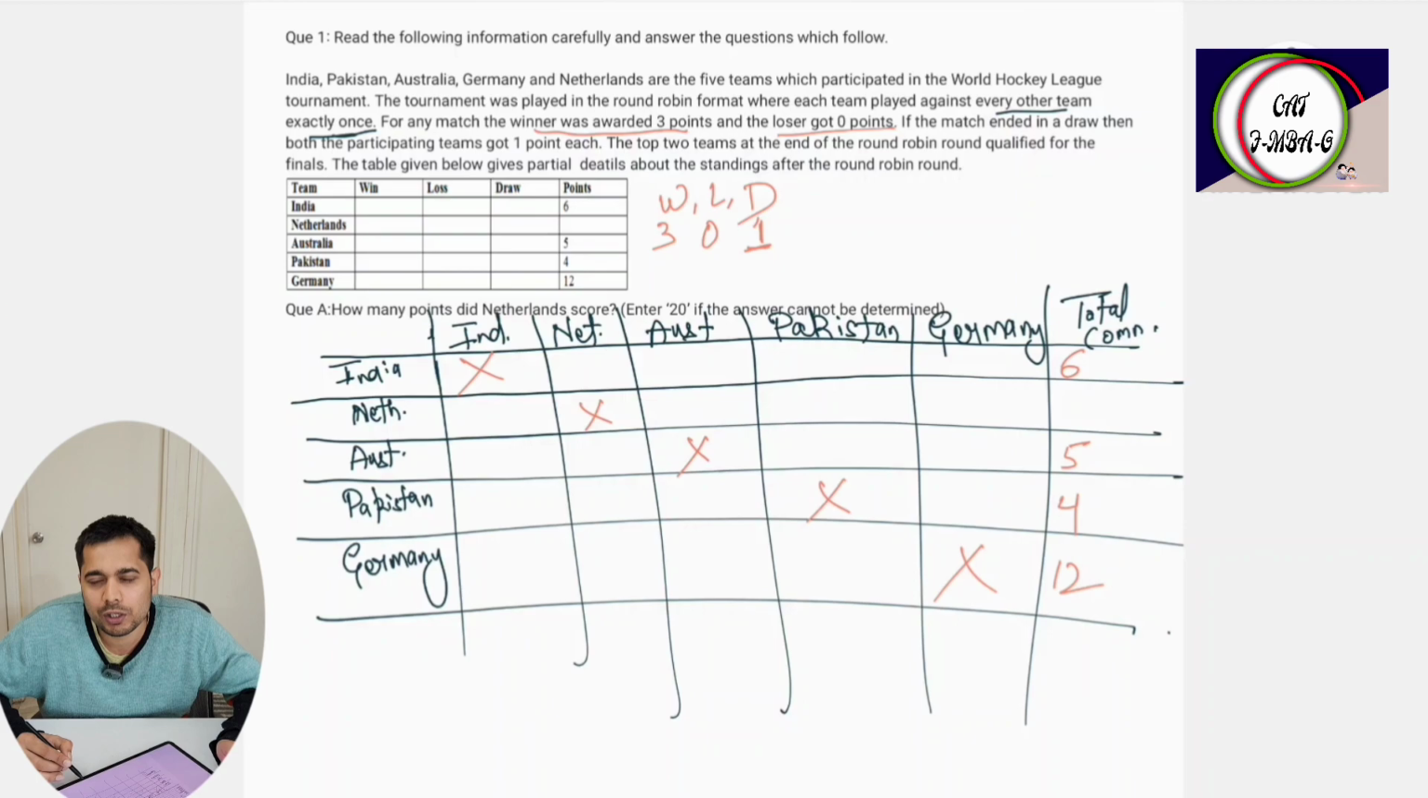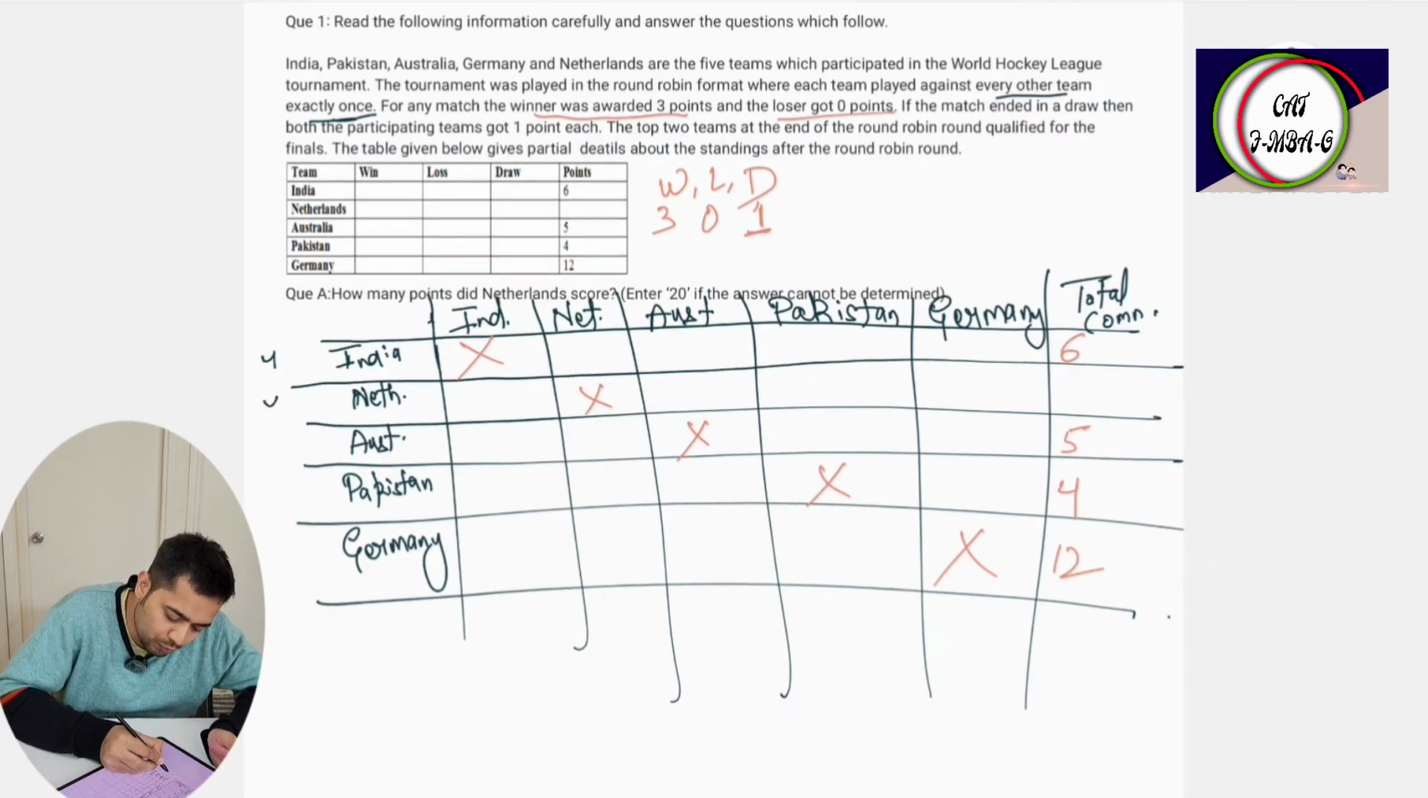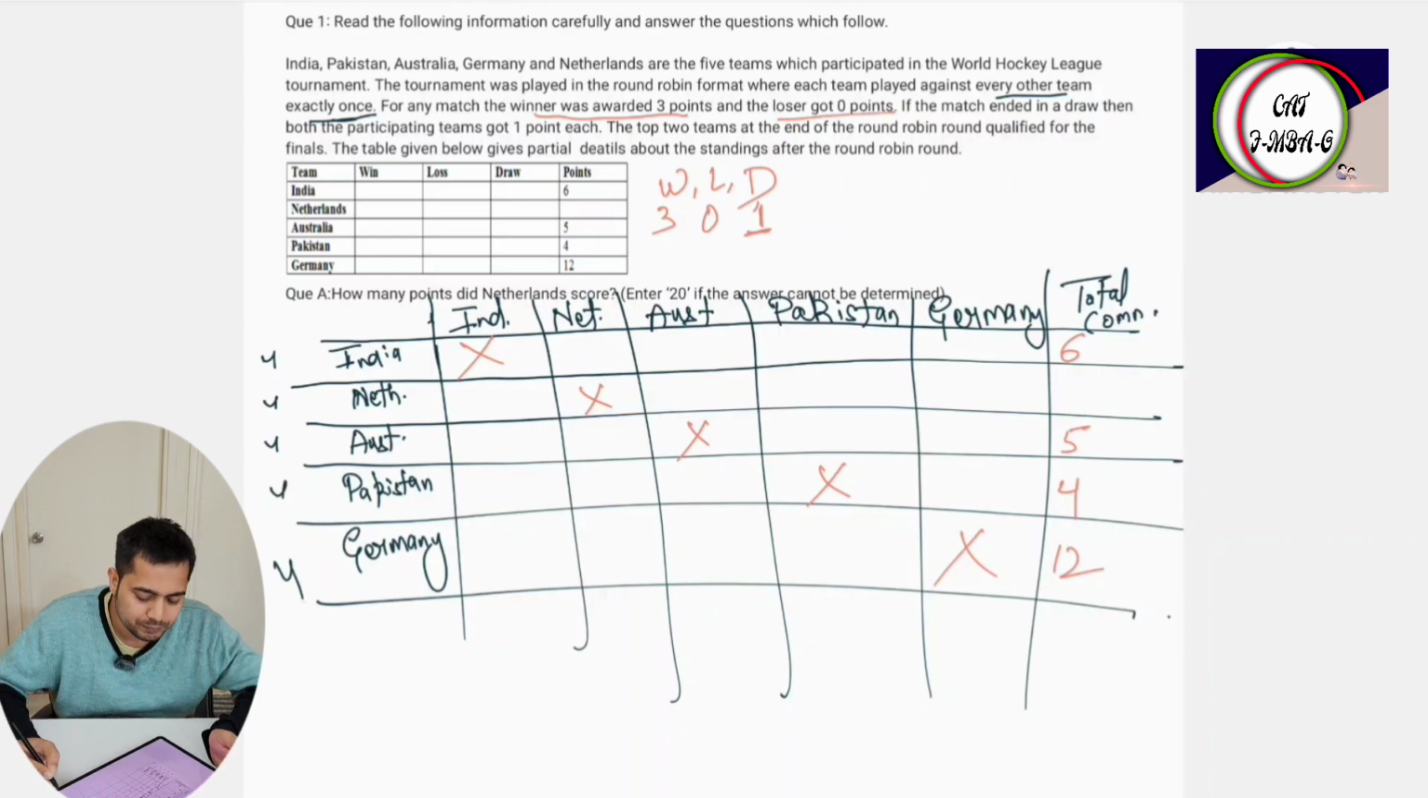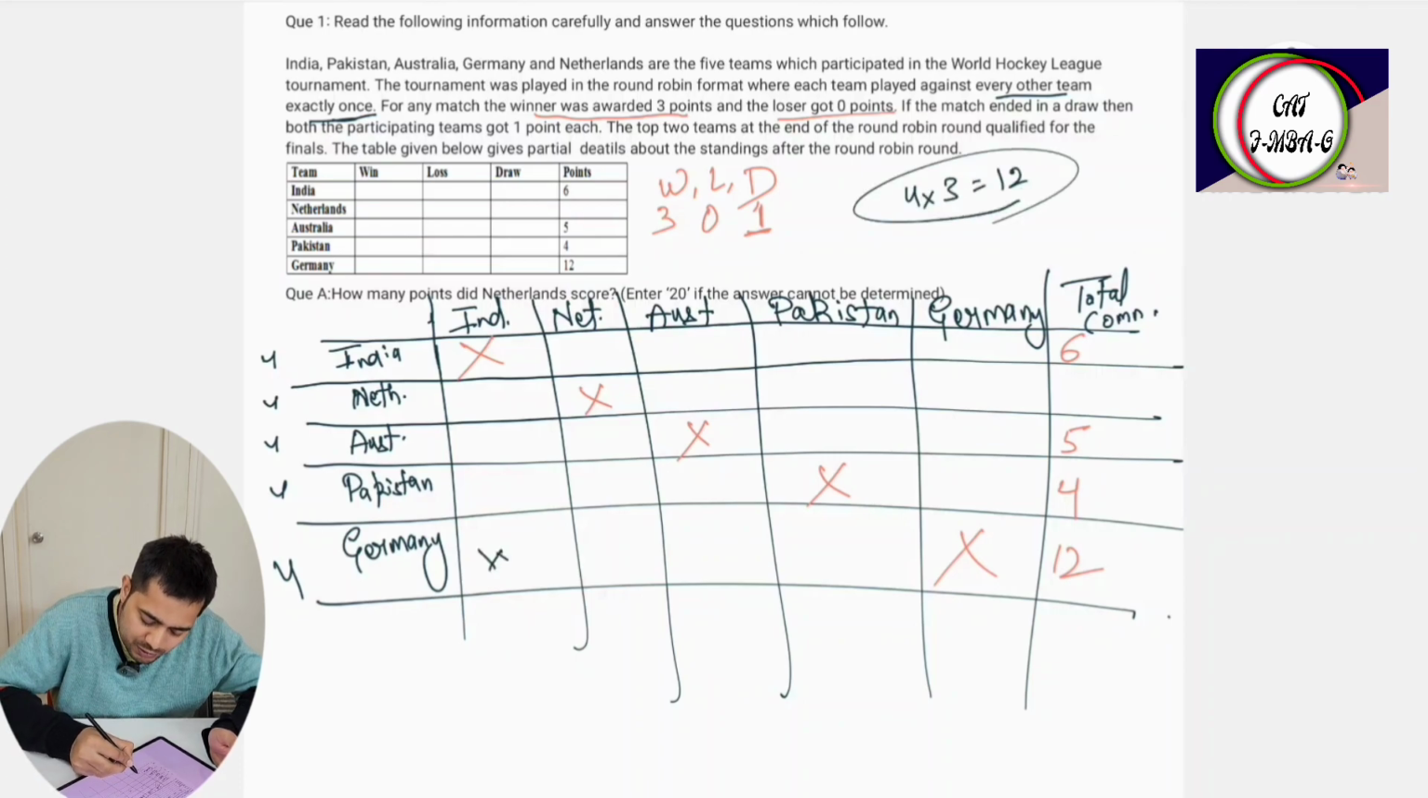So definitely Germany has to win all of its 4 matches. Each team plays 4 matches. So Germany has to win 4 matches, because 4 into 3 is equal to 12. Then only 12 points will be there. So Germany wins, wins, wins, wins. So India loses to Germany, Netherlands loses to Germany, Australia loses to Germany, Pakistan loses to Germany. Simple.